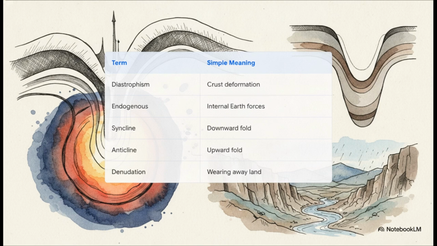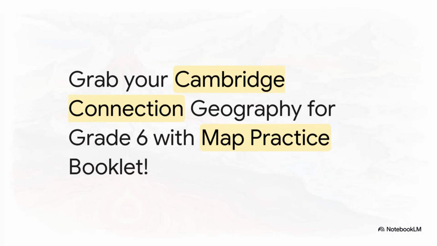When rocks fold, a syncline is the downward trough-like fold, and an anticline is the upward arch-like fold. And denudation is simply the exogenous wearing away of the land by weather and erosion. Always remember, these big scientific words are just specific names for the pushing, pulling, and carving we've been talking about this whole time.